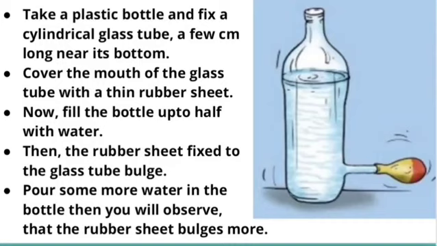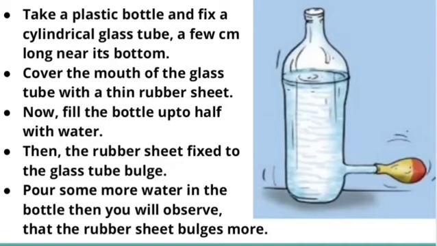And now fill the bottle up to half with water. Then you will observe that the rubber sheet fixed to the glass tube bulges. And why does it bulge? Because of the pressure that is exerted by the liquid on the walls of the container.